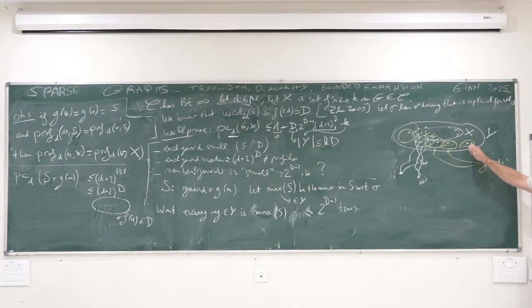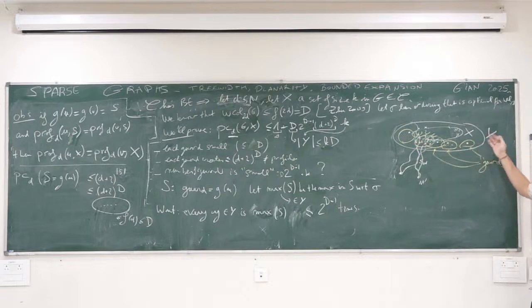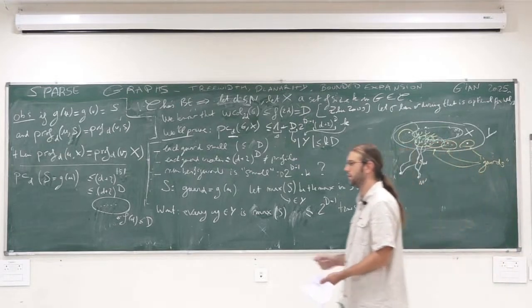So if I can show that each vertex of y is taken at most once, that would show that the number of these guards is at most the size of y. That would be ideal. But I cannot do that. It could be that there are two guards which have the same maximum.